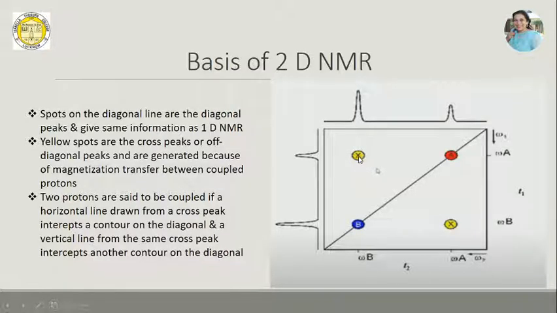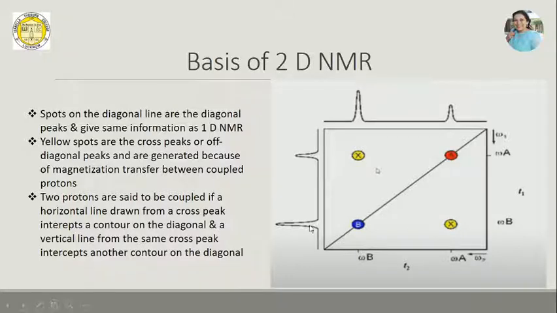If I draw a horizontal line from this cross peak, I reach A. If I draw a vertical line from this cross peak, I reach B. So what is it showing? It is showing that proton A is coupled to proton B. That is the information which I am getting from this diagrammatic view. So two protons are said to be coupled if a horizontal line drawn from a cross peak intercepts a contour on the diagonal and a vertical line from the same cross peak intercepts another contour on the diagonal.